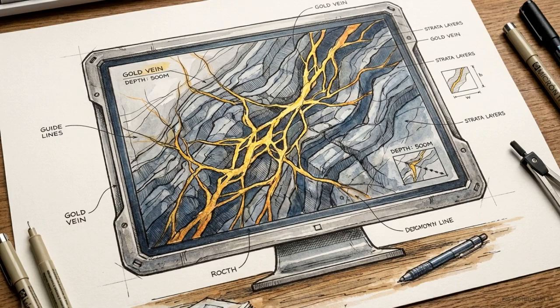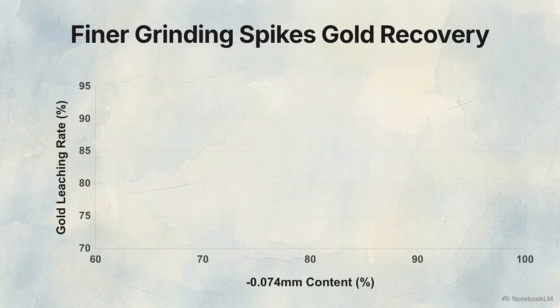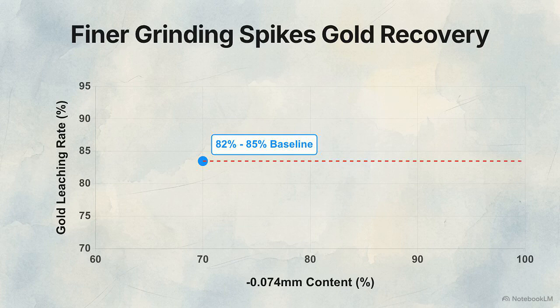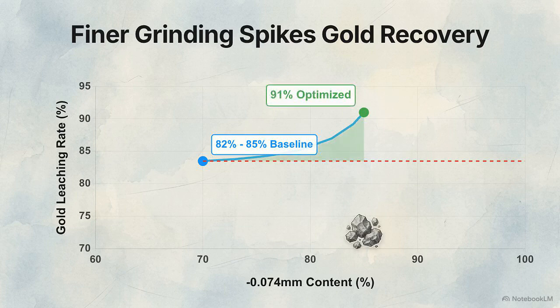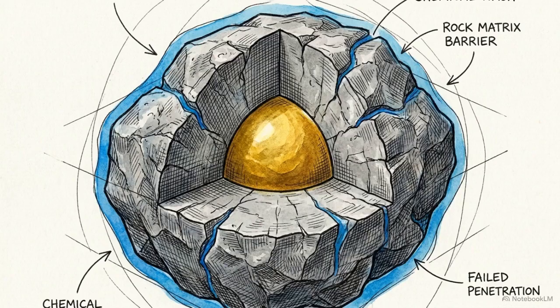This graph charts mineral processing test data, mapping gold leaching rates on the y-axis against the percentage of ore ground down to negative 0.074 millimeters on the x-axis. The baseline data reveals a clear limitation. When the ore is milled so that 70% of it passes through a 0.074 millimeter mesh, the leaching rate stalls out between 82 and 85%. But by increasing the one-stage grinding fineness so that 85% of the ore passes that same mesh size, the gold leaching rate spikes to an optimized 91%. Mechanical grinding establishes the geometric ceiling for the entire operation. If the gold remains trapped inside the rock matrix, chemical optimization is entirely useless.